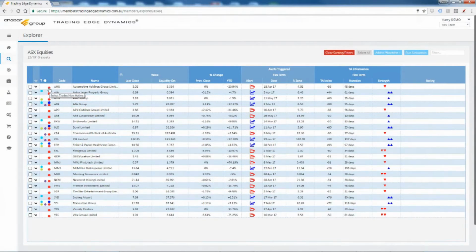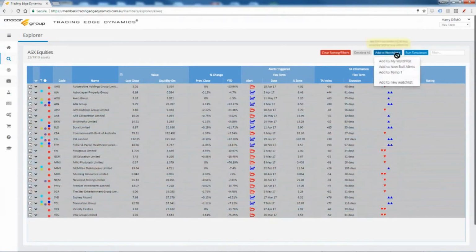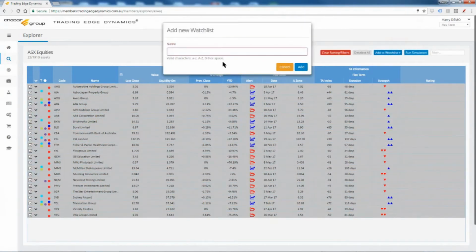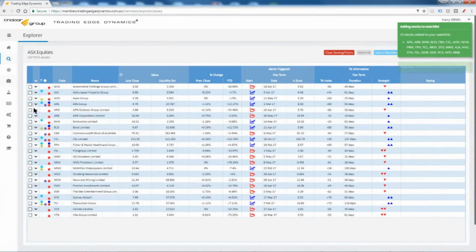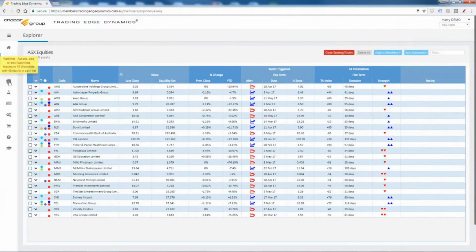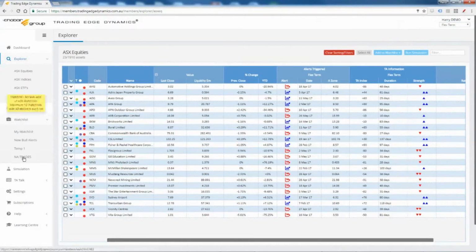So if we want to make a list out of those, we can now select all and add to a new watch list, and we can say non-active trades and add to a new watch list. So we now have a list, just like my list, that has non-active trades.